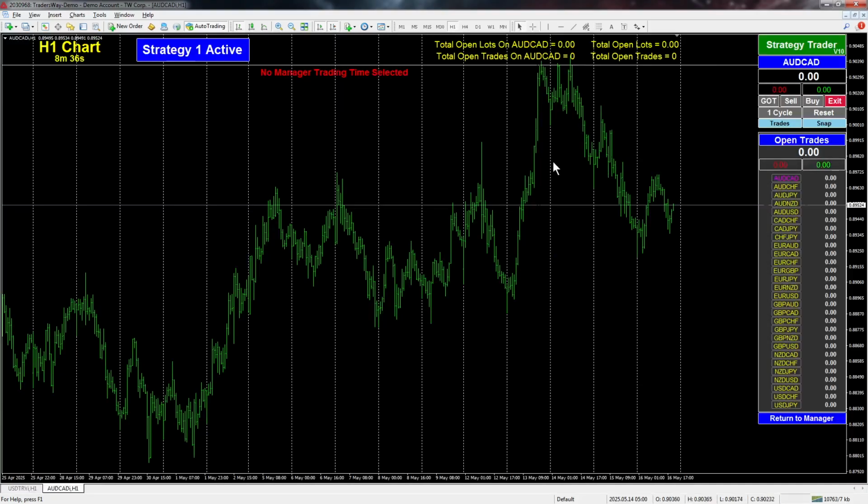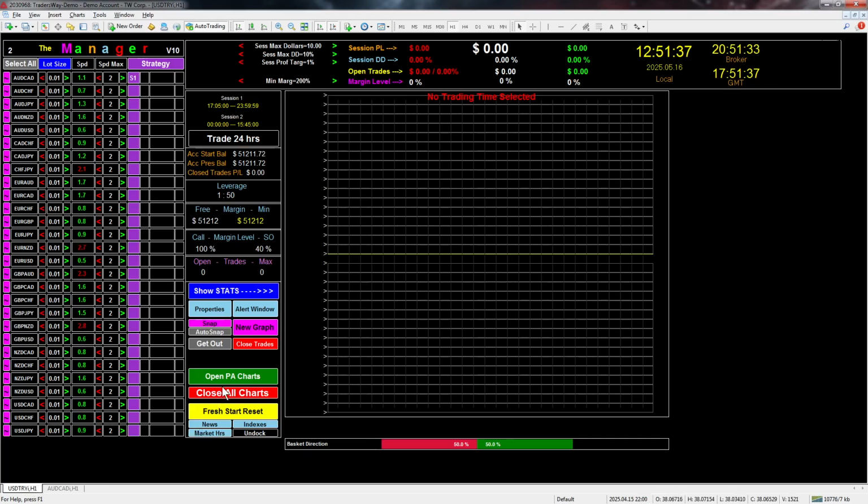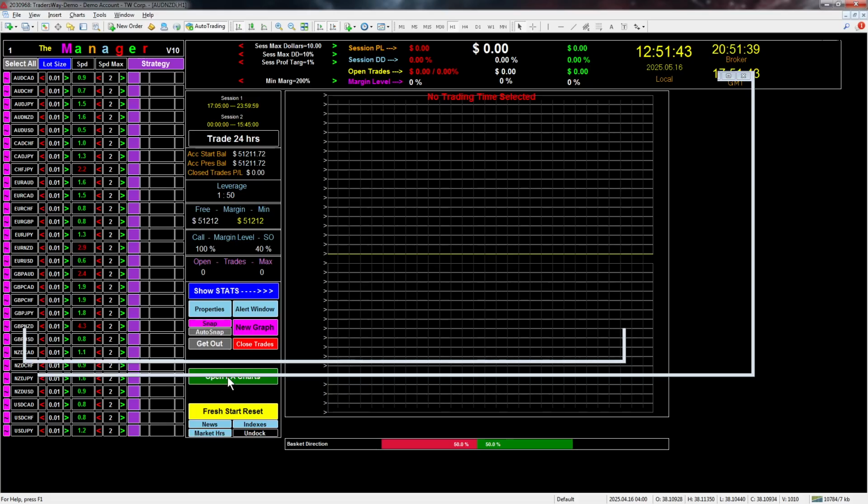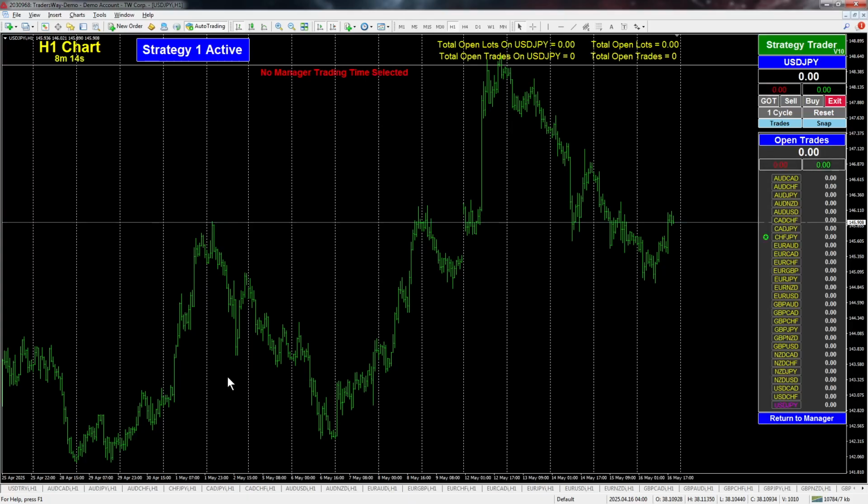like so. So when I open all the charts, it will open with Strategy 1 on it. But what I want to do is see if there's any that are even giving a start signal at all. So we go ahead and open up all the charts. I'm using the 28 chart, the 28 pairs. And as you see, we do have one that's possibly giving the first signal.